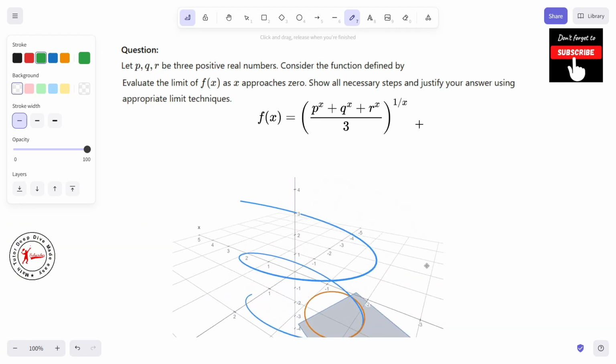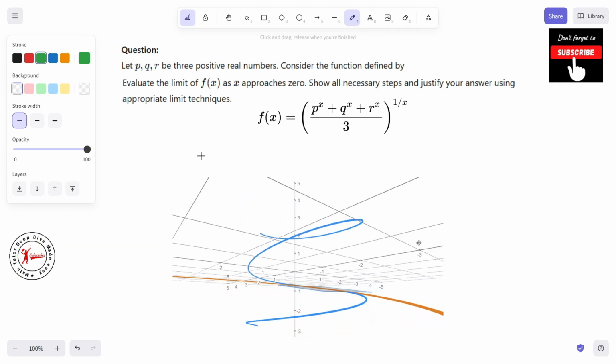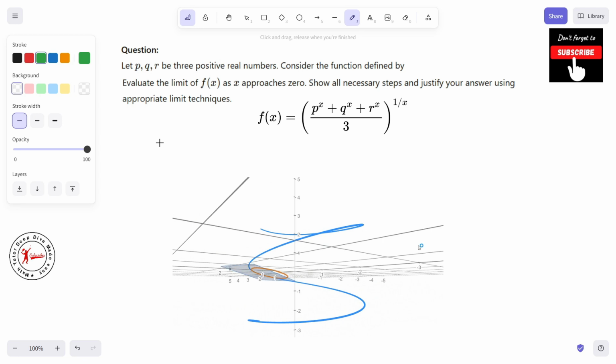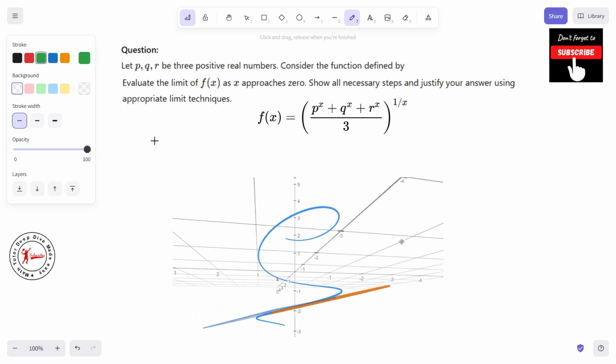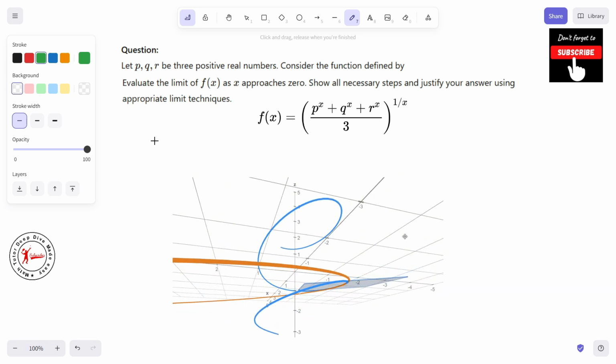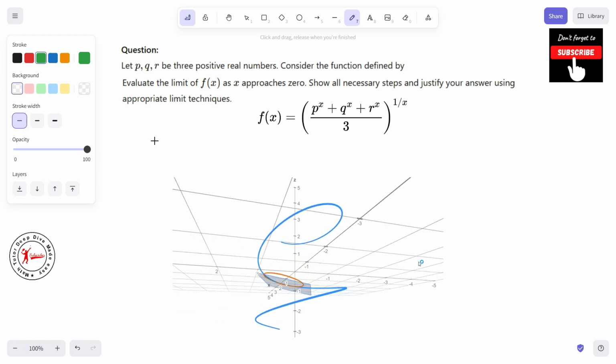This question is that. Let p, q, and r be three positive real numbers. Consider a function that is defined as follows. Take p raised to the power x plus q raised to the power x plus r raised to the power x. Divide that entire sum by 3. Then raise the result to the power 1 divided by x. What is the limit of this function as x approaches 0?